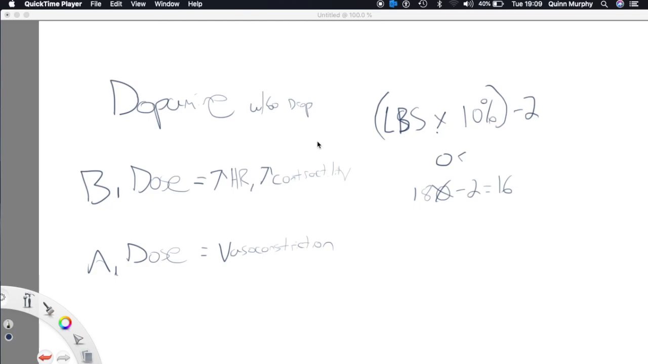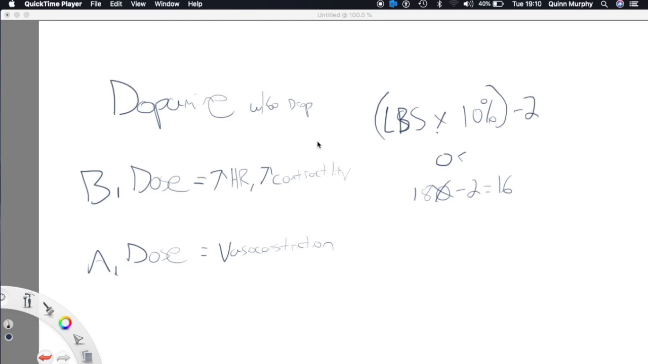We give the alpha dose for vasoconstriction, and we typically use this for shocks like anaphylactic shock, neurogenic shock, things like that, septic shock. So think heart for the beta dose, and then think distributive shock for the alpha dose.